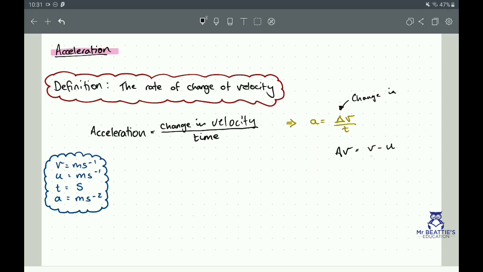Okay, and those are new symbols. That one's a new symbol there for initial velocity. Okay, it has the same unit as velocity. It's just the start velocity, and v is the final velocity. Okay, and so our overall equation for acceleration can be written as a is equal to v minus u over t. Okay.